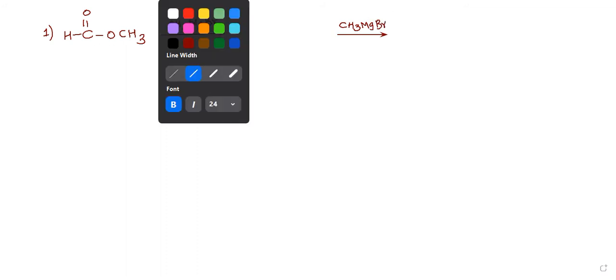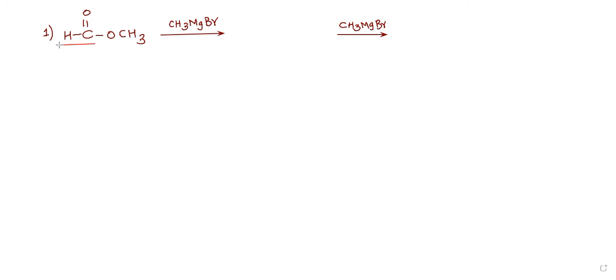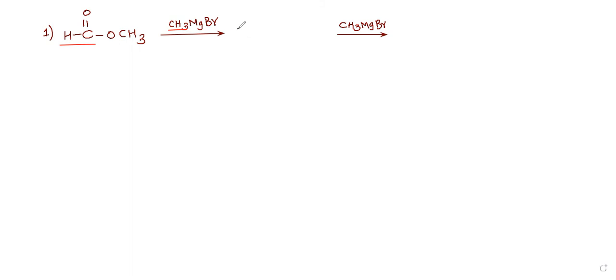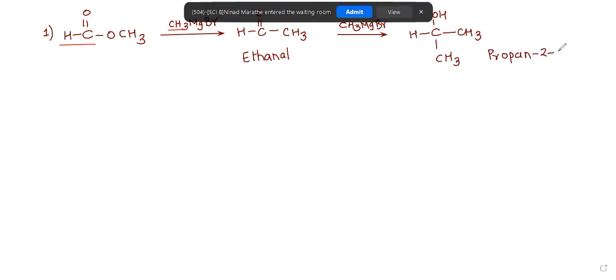So what will we get in the first product? I will just repeat what we did. This portion and this portion. So you should now get HCO from the ester, CH3 from the Grignard. This is your first product. Treat this again: HCCH3. Now the second CH3 will come here. This will become OH. If you see the name of the compound, this is ethanol. And if you observe, this is 1, 2, 3. This is propan-2-ol.